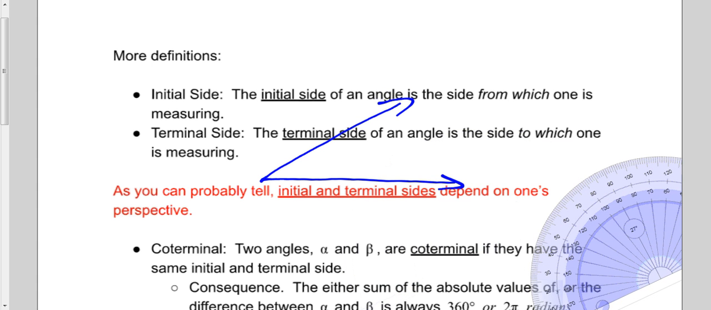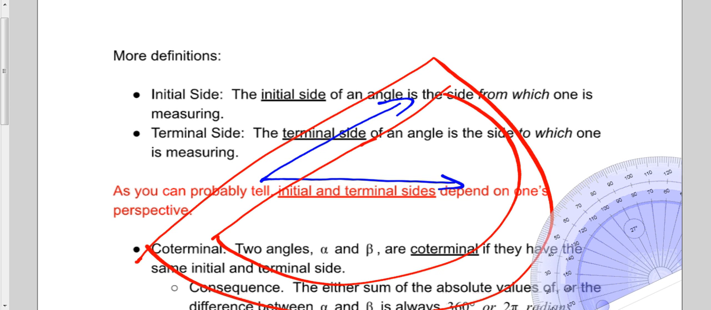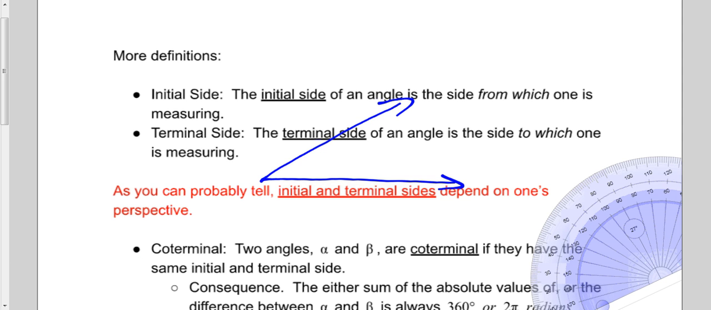What if I have my, okay, I'm doing it my way. What if I have my protractor like this? Or my protractor like this. So it's the one against the line in the protractor. Now which one's the initial side? The one lining up to the bottom? The top one. I'm telling you that initial and terminal side depends on your perspective.